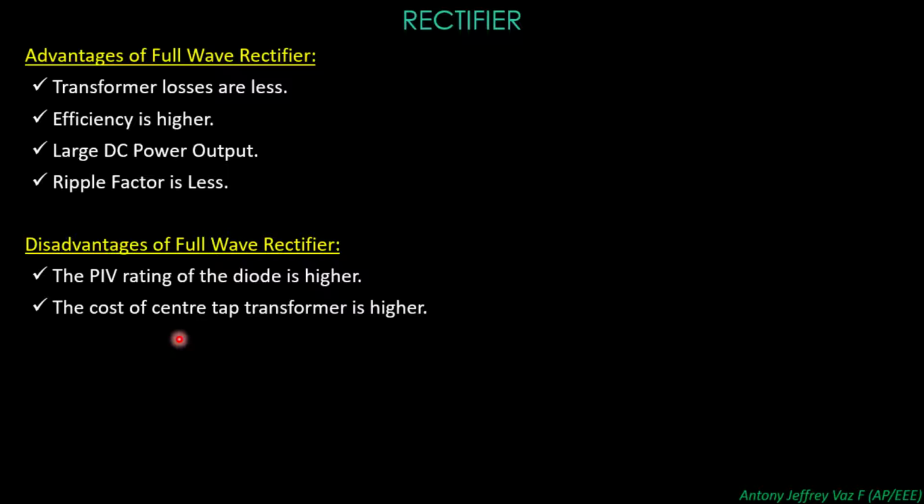So in this case, in a normal transformer, you need to use two windings, whereas in a center tap transformer you will have three windings, so the cost of the center tap transformer when compared with the two winding transformer is higher. The higher the peak inverse voltage, the larger and costlier the diodes are. So the physical size of the diode becomes bigger in the case of higher PIV ratings.